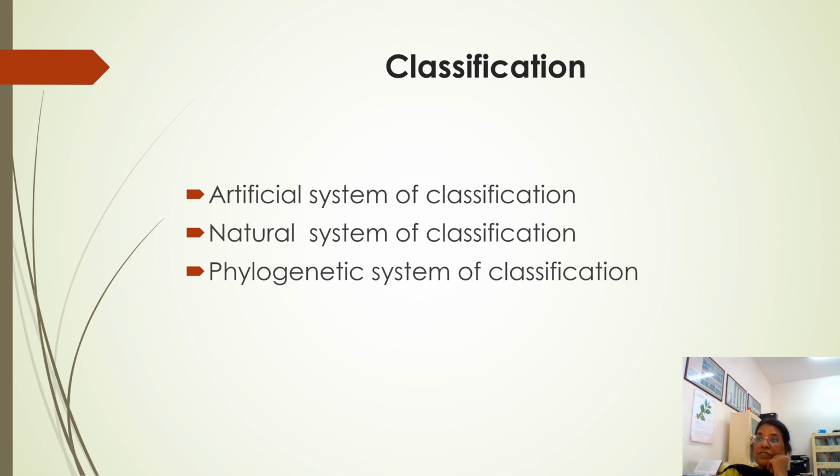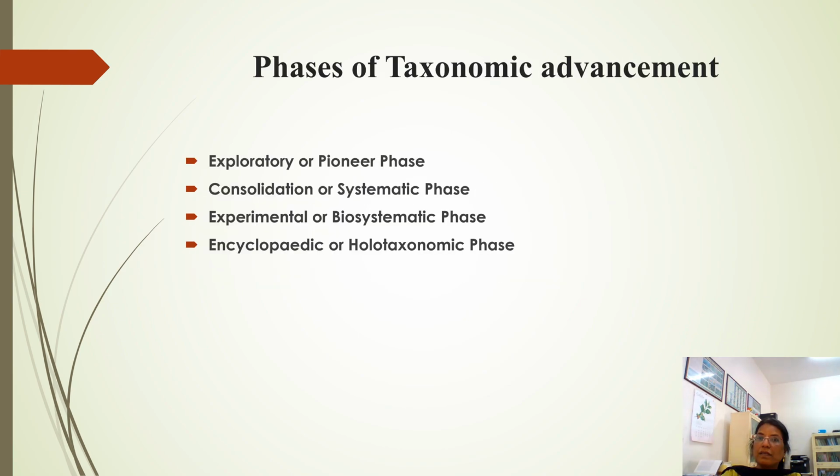The natural system of classification was proposed by Benjamin Hooker. This classification was based on the characters of the root system, leaves, fruits, and seeds. The phylogenetic system of classification was proposed by the botanists Engler and Prantl. This was based on evolutionary characters.